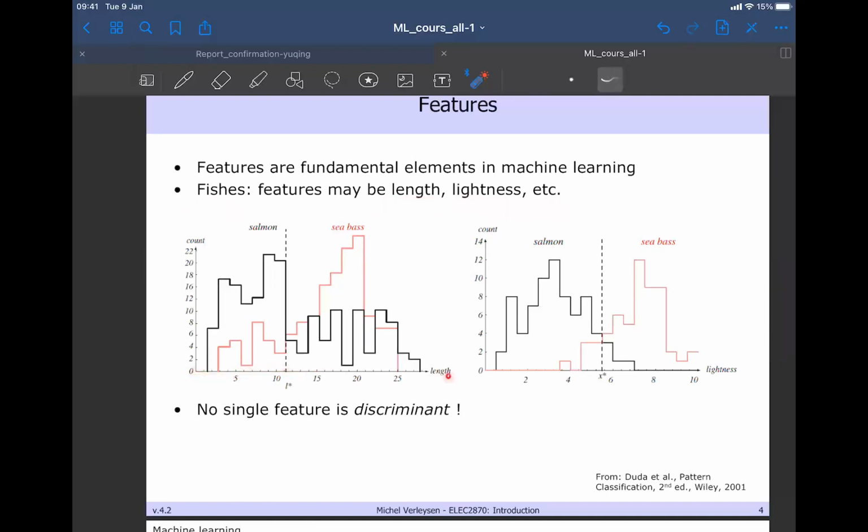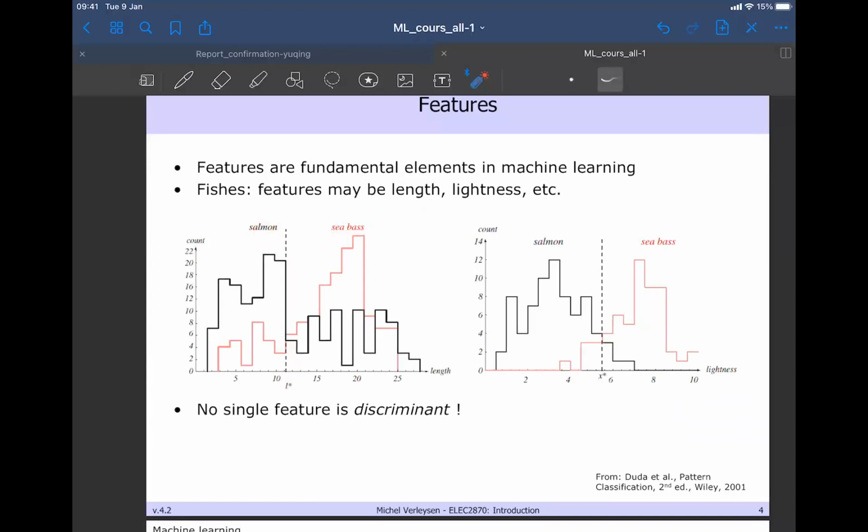some histogram here with the length of the fish and the number of samples in my data set I have, I see I have a lot of salmons that are quite short, a bit here. And the sea bass is a bit the opposite. It has longer length, more samples are longer and less are smaller. So I could learn that, okay, I have some threshold, and below that threshold, I have a salmon, and above, I have a sea bass.